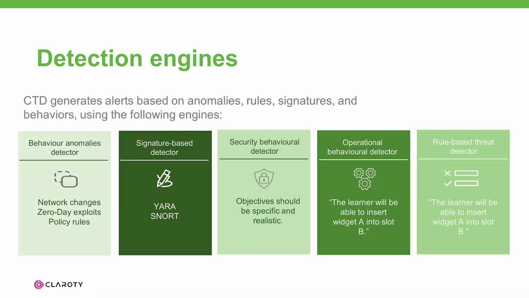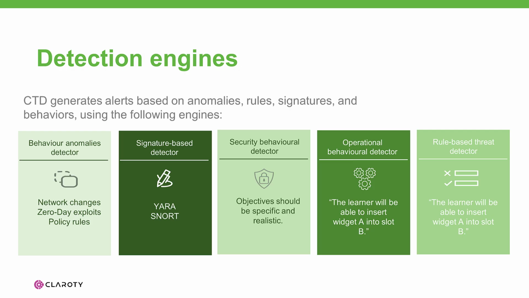CTD generates threat alerts based on anomalies, rules, threat signatures, and operational behaviors using proprietary Claroty algorithms. The first of these is the Behavioral Anomalies Detector. This generates alerts according to baseline deviations. Baselines are behavioral norms generated from CTD's observations of the protocols and communications used in the system. So, a baseline deviation is behavior that doesn't match the collection of traffic patterns CTD has learned. In practice, this translates into alerts on aspects like network changes, zero-day exploits, deviations from communication policy rules, and so on.